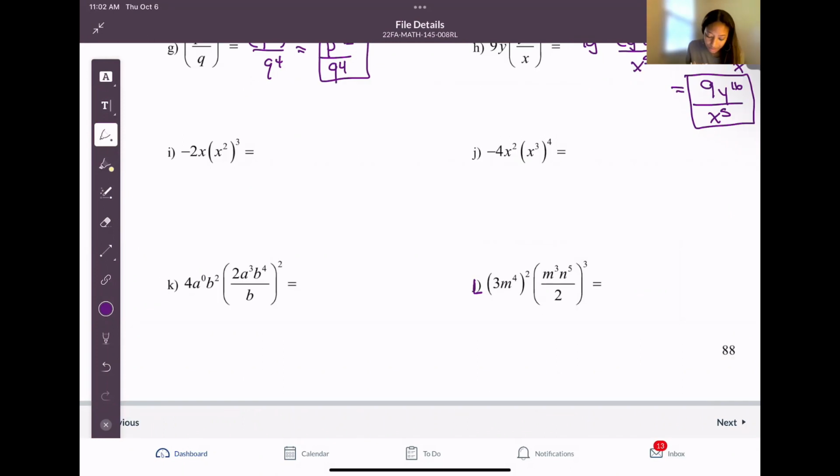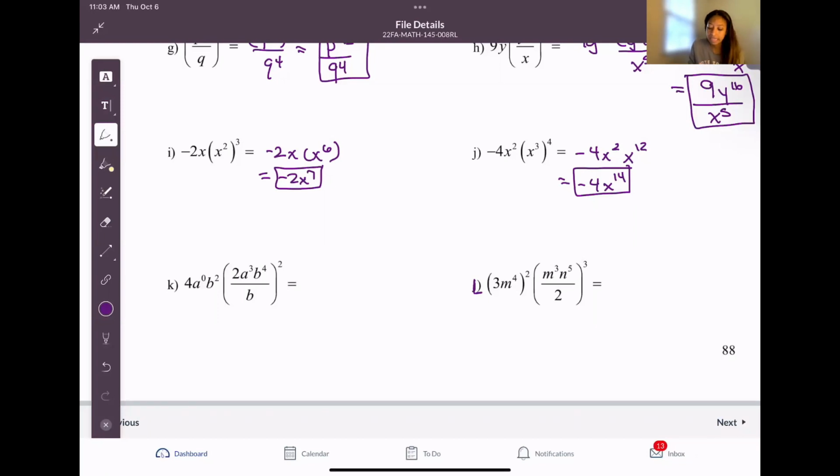All right, I: -2x times (x squared) to the 3rd. This would be -2x times x to the 6th, which is -2x to the 7th. That one's not so bad. Part J, we have -4x squared times (x cubed) to the 4th. That's -4x squared times x to the 12th, which would be -4x to the 14th power.